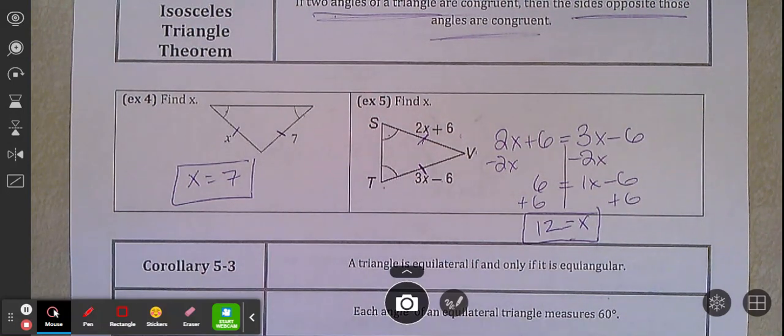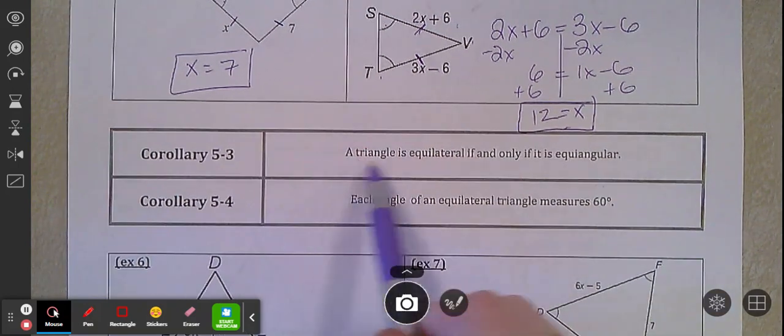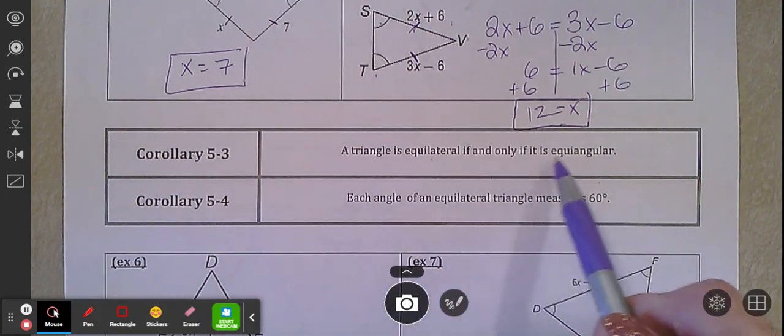Okay, that's the converse of the isosceles triangle theorem. And now we have two corollaries. A corollary basically is just something that stems from a theorem. It's just like a rule that we follow, pretty much. So the first one says a triangle is equilateral if and only if it's equiangular.